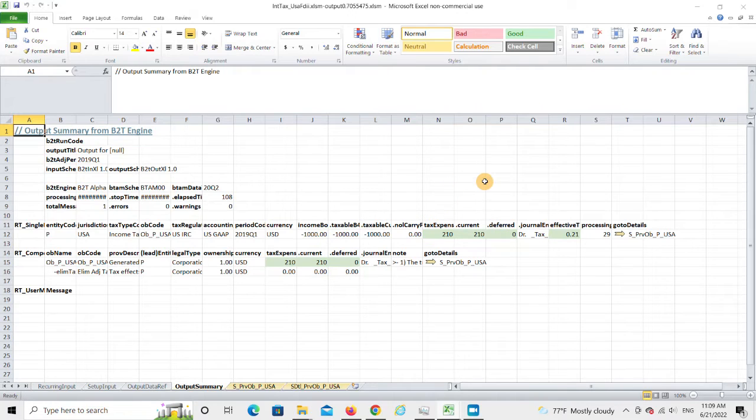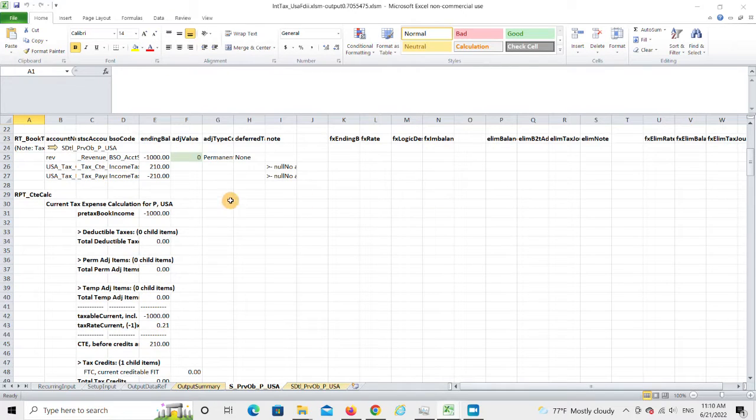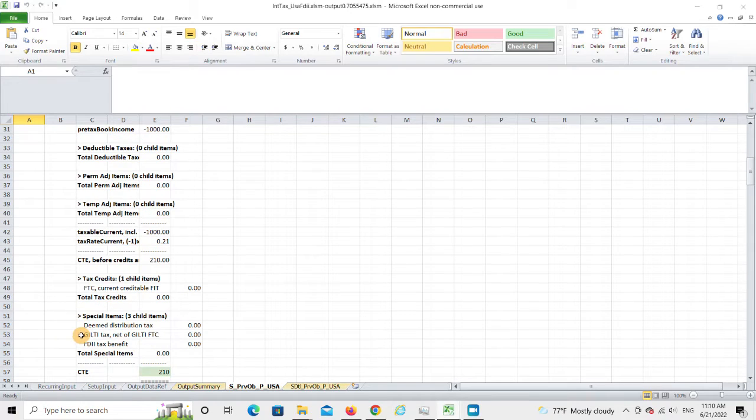We see the engine calculation. We're going to look at the calculation for P, and we take the shortcut to the provision sheet of P. So here, the very first thing is the current tax expense for P, where we see a bunch of international items under the special items section. The FDII tax benefit from the deduction is listed as 0. Now, we wonder how that was arrived at.